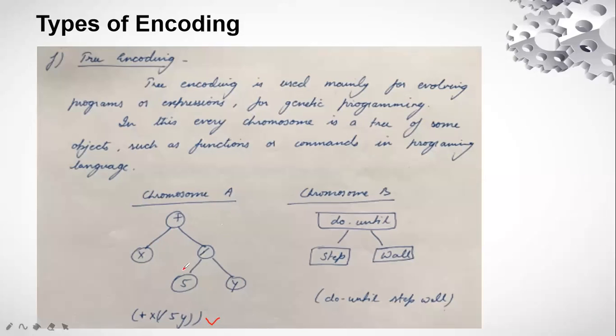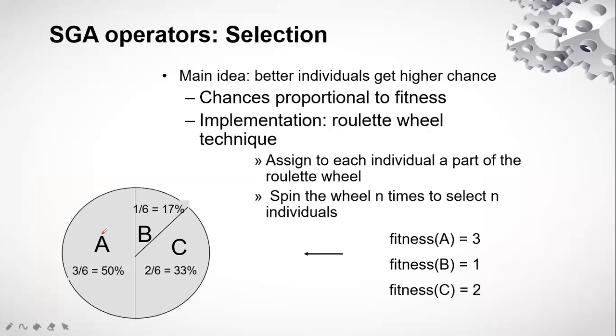We all know how to define it in the tree format. We have this particular representation as plus, then this is multiplication and division, and this as 5 and y value. So this graphical representation is defined in the form of a tree. This is called tree encoding, and this is the last type of encoding. These are the 6 types of encoding which we have in genetic algorithm.